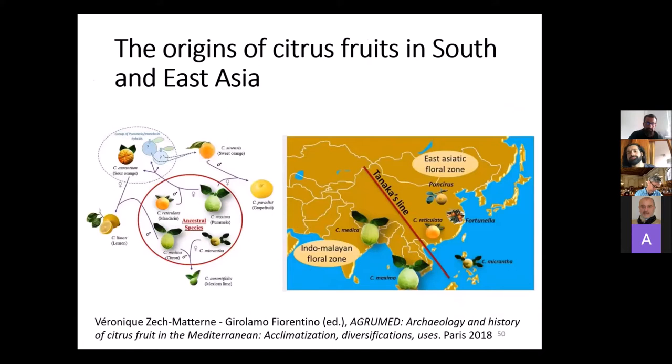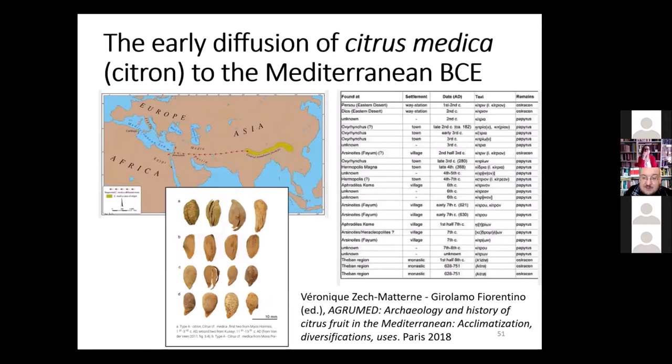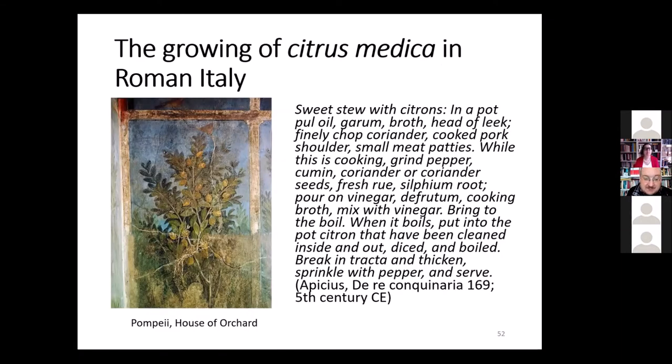Again, we know from modern paleogenetic reconstructions that the citrus fruits originated in South and East Asia, and various variants emerged and were cultivated, and then especially also migrated towards the West via India. Very early, already before the Christian era, the citrus medica, the citron, which cannot be eaten unprocessed, migrated to the West. We find evidence in Jewish texts, in papyri, and in archaeological findings in Egypt, for instance. And then this fruit also migrated, for instance, to Roman Italy. So we have a depiction from Pompeii, and we have only one recipe in the Apicius collection, where citrons are used in the cuisine.